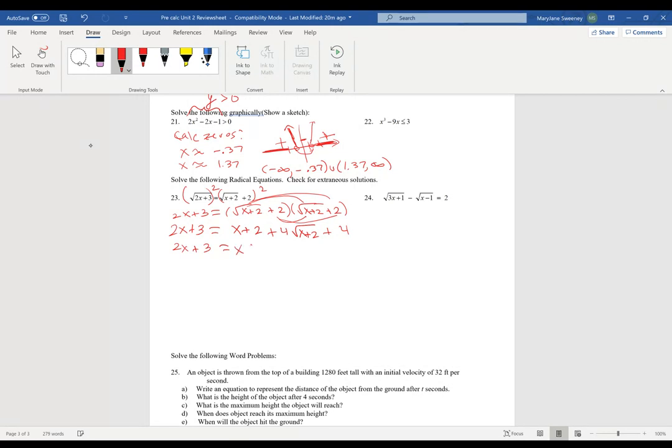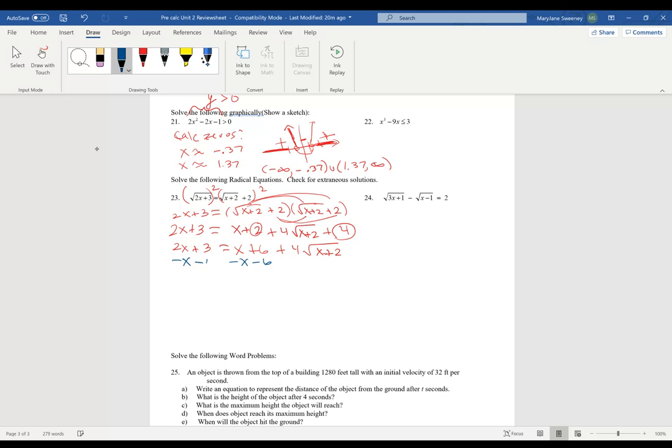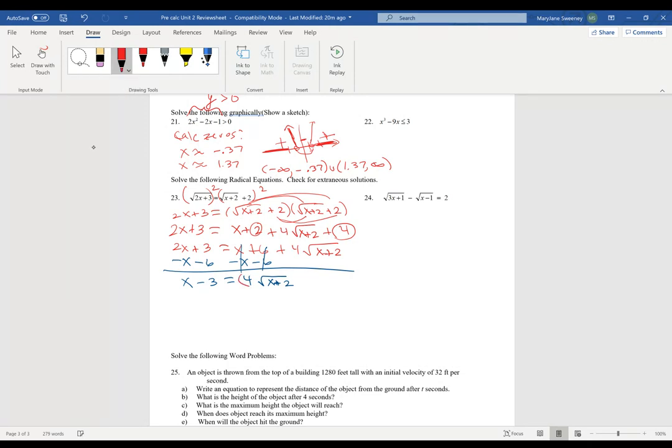Okay, so we have x plus 6 plus 4 radical x plus 2. We are going to then minus x minus 6. So that is x minus 3 equals 4 radical x plus 2. Now, I could divide by the 4, but I don't want to, because then I'm going to get fractions. So I would just square here to get rid of the radical.